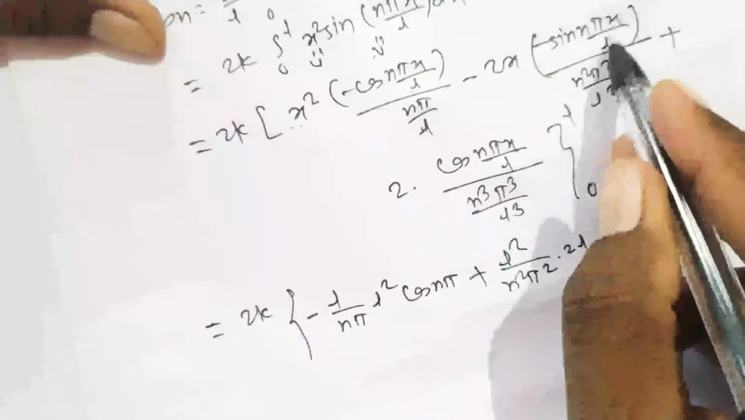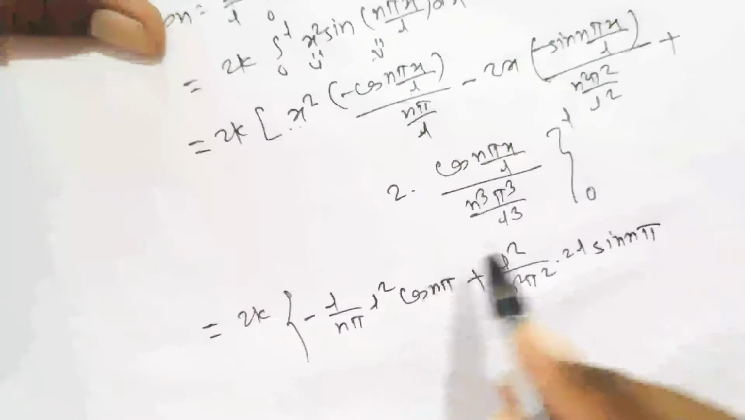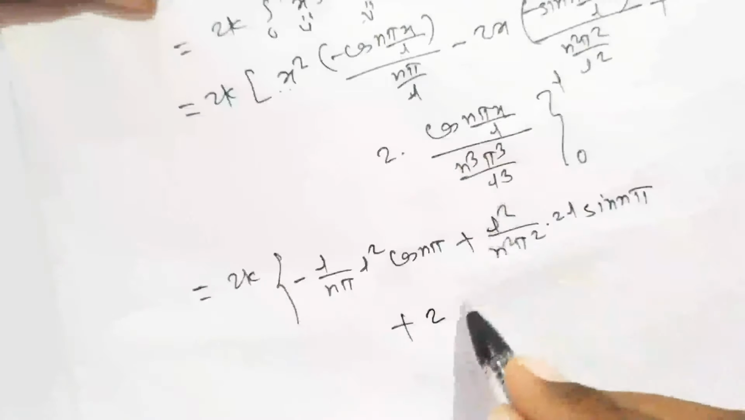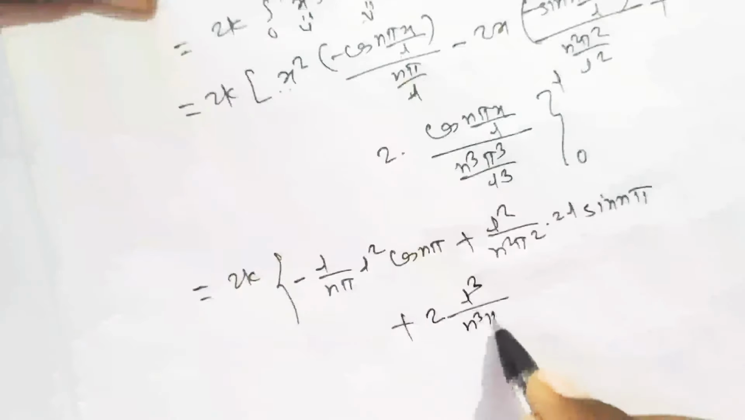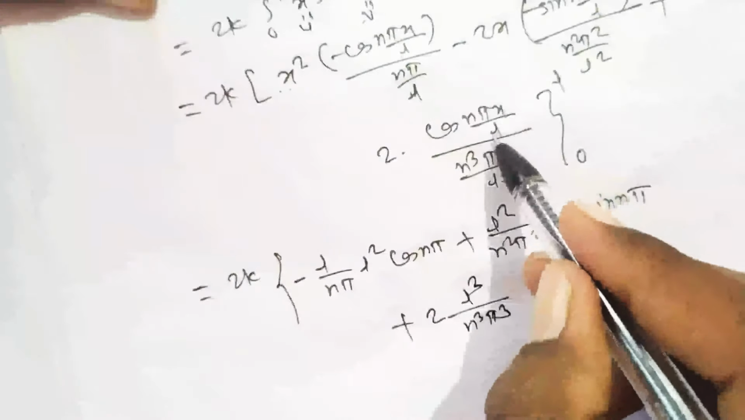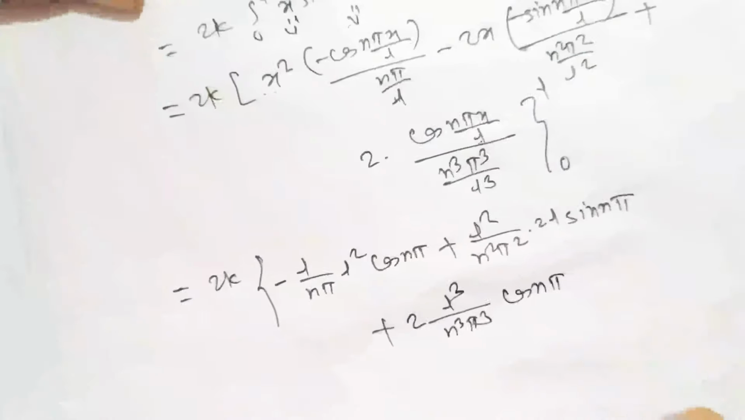Here if you put x equal to l, l will cancel, sin n pi, plus here 2 into, first write the denominator, l cube upon n cube pi cube, and if you put x equal to l, this l will cancel into cos n pi. So this is the upper limit.